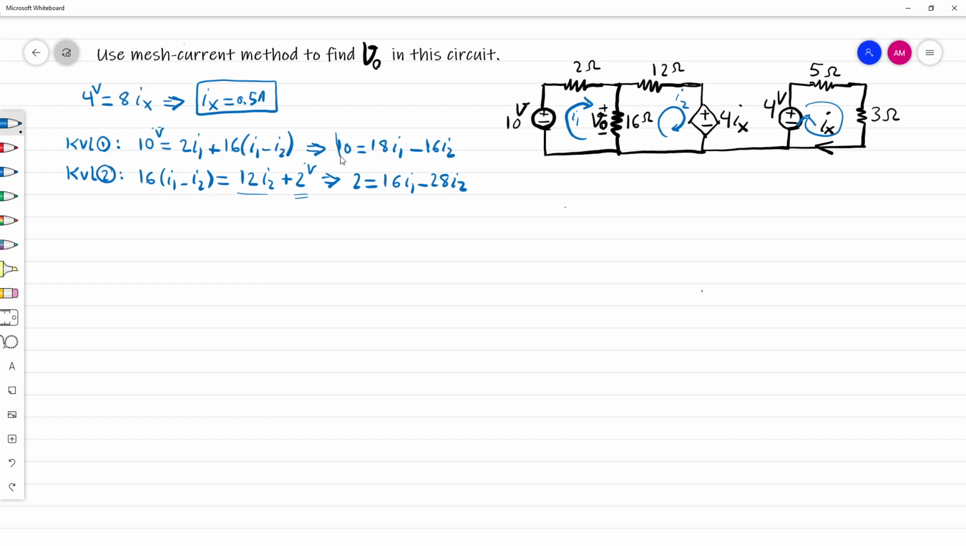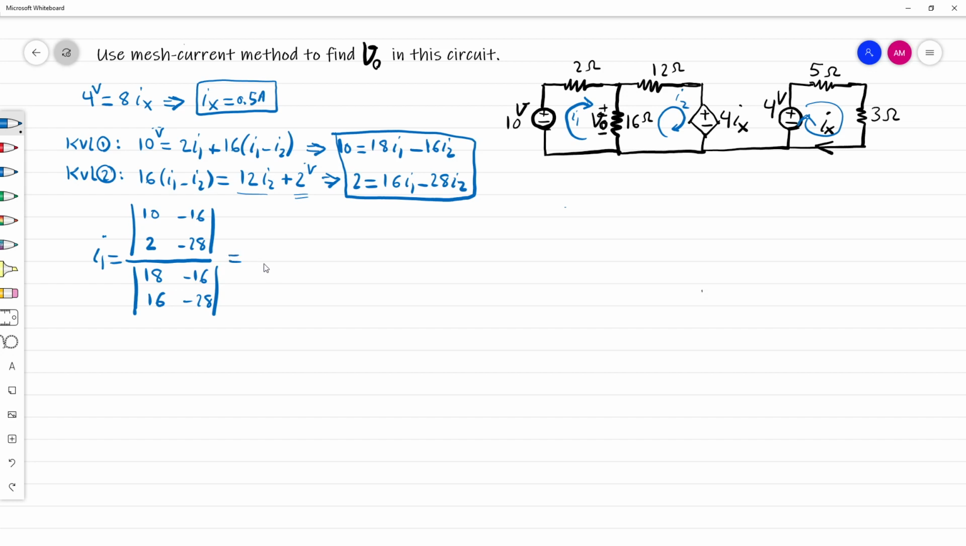So these are the two equations that I'm going to rely on, and I'm going to use Cramer's rule. It is simply two equations, two unknowns, and I can write I1 as the determinant of 10 and 2, and minus 16 and minus 28, divided by the determinant of 18 and 16 and minus 16 and minus 28.